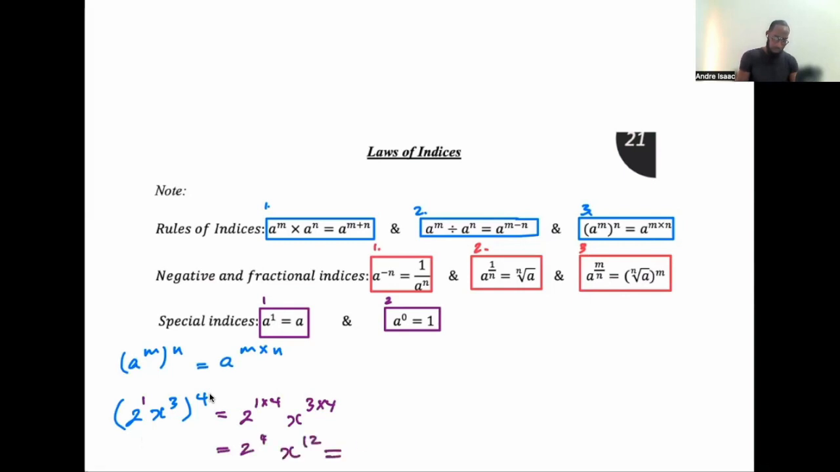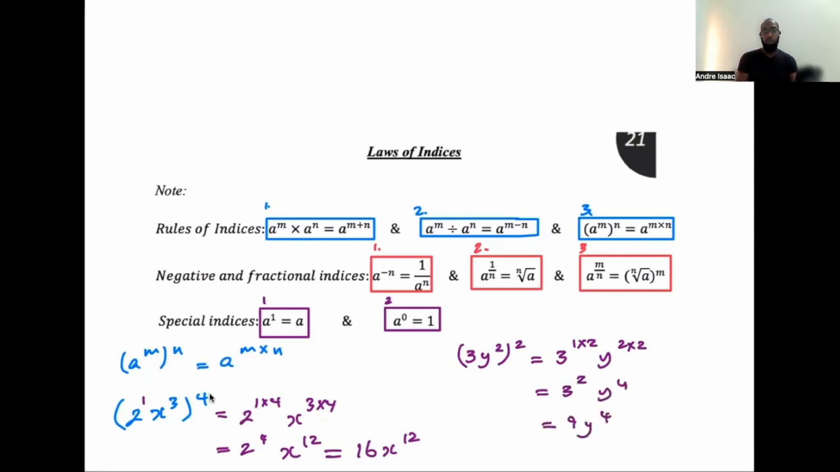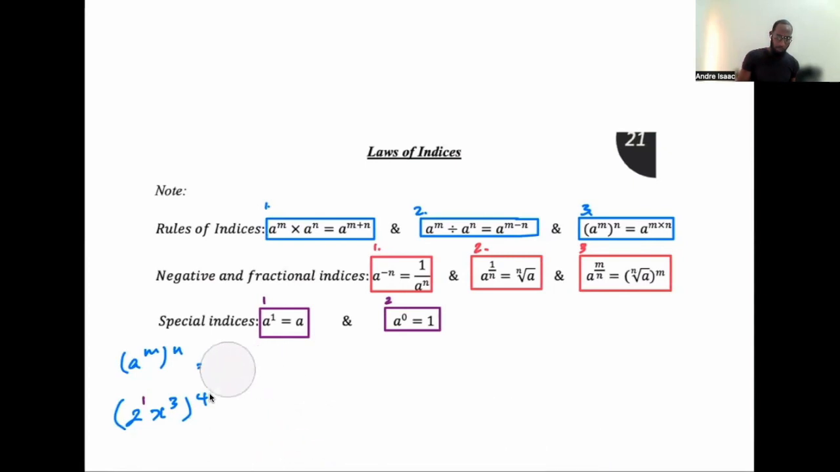2 to the 4th power is 16, x to the 12. That's the answer right there. If I have to do another question, 3y squared, squared. Let's just say this is equal to 3 to the 1 times 2, y to the 2 times 2, which is 3 squared, y to the 4. 3 squared is 9, y to the power 4. I just follow the rule and multiply the powers. Okay. So we dealt with the blue.